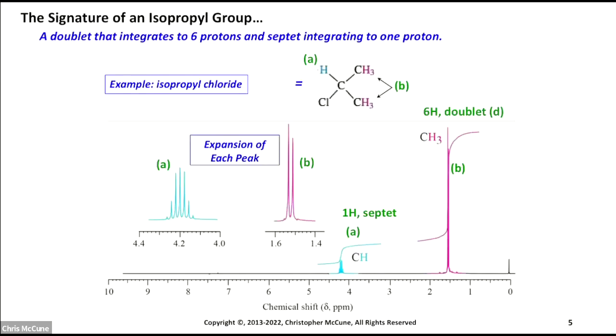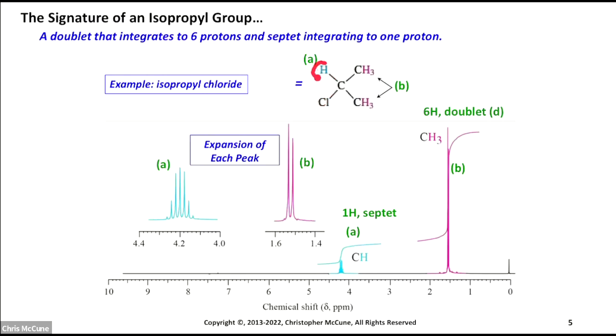Let's look at another pattern here. Let's look at the isopropyl group: a doublet that integrates to 6 protons, and a septet here that integrates to 1 proton, assuming that there's no hydrogen on a carbon here. So if this is a carbon and a hydrogen, then the splitting pattern for this might be greater than a septet, okay? Why is it a doublet and why is it a septet?